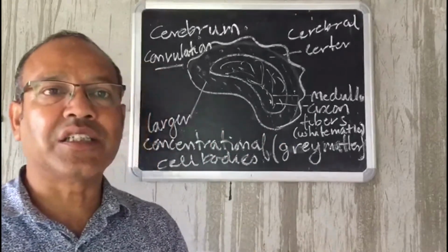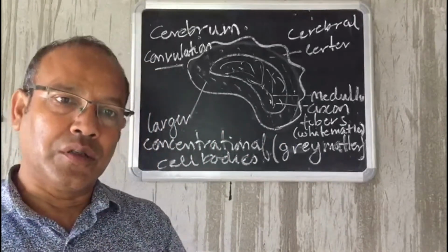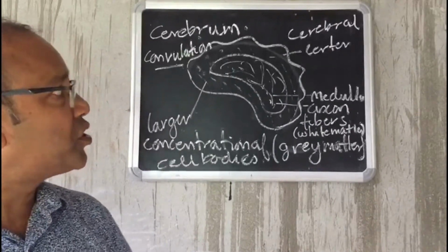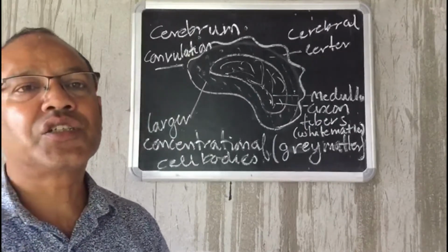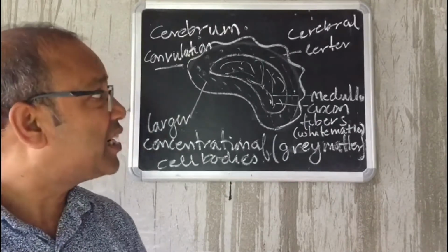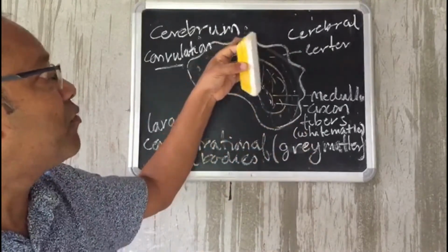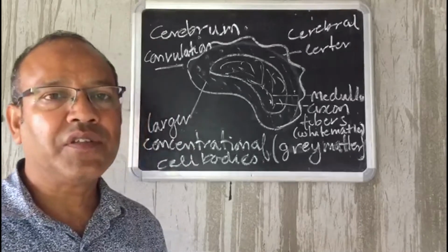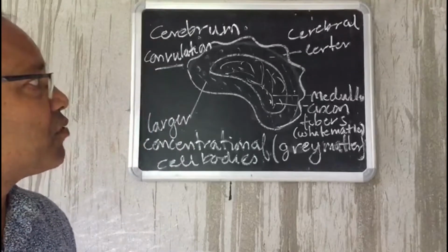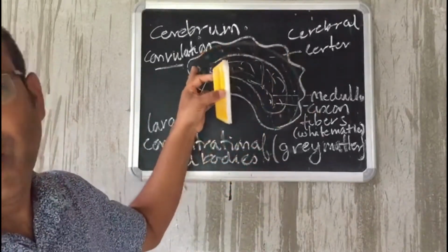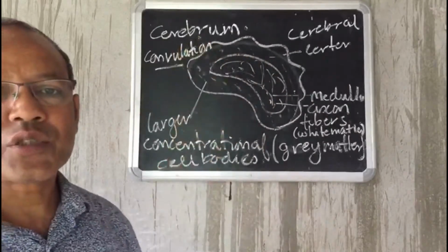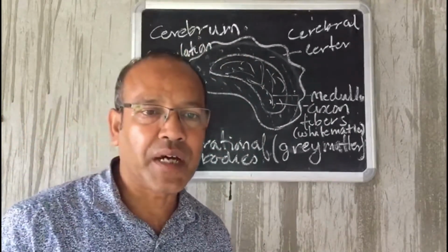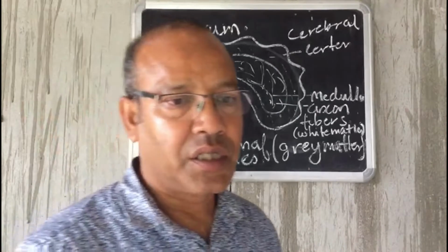Because of these convolutions, the foldings, the surface area of the cerebrum increases, and thus increases the amount of grey matter, which increases the intelligence of a person. So it is also said, more number of convolutions means a more intelligent person. And it is believed Einstein had the largest number of convolutions so far, and that is why he happened to be the most intelligent man on the surface of the earth.